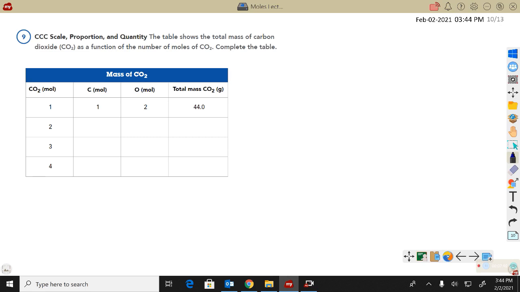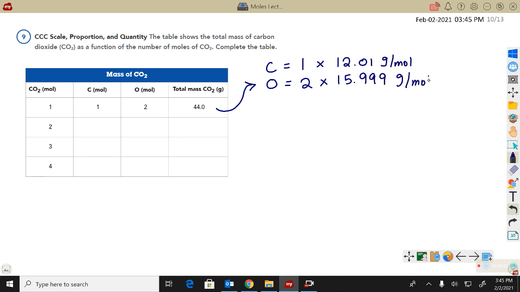Here's how they got 44. So to get the 44, here's all the work that I need to see. I just want to see you say, okay, carbon. There's 1 mole of carbon times its molar mass. It's about 12.01 grams per mole. There's 1 mole. Then oxygen. There's 2 moles, and the molar mass is about 15.999 grams per mole. And then add them up. That's what I need to see for work.